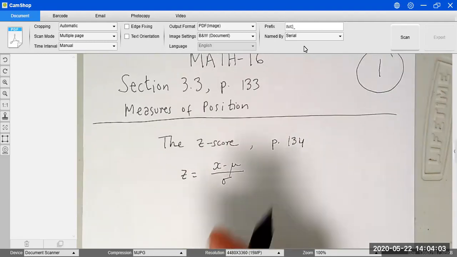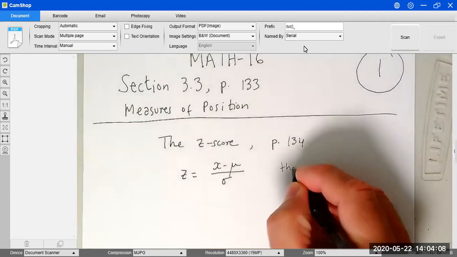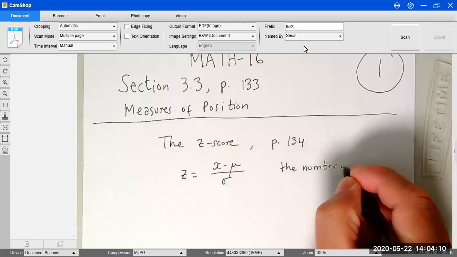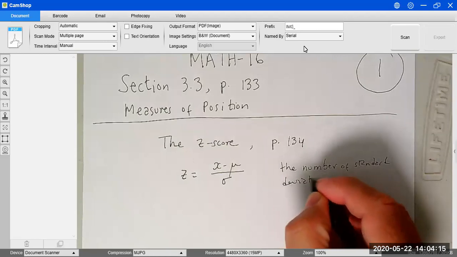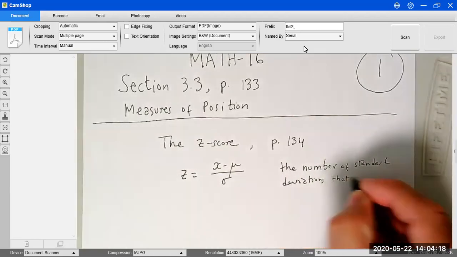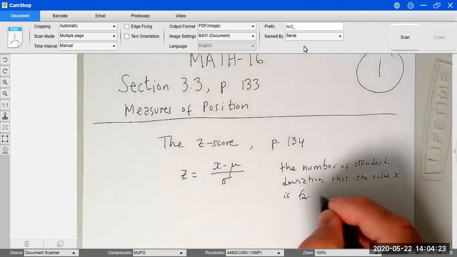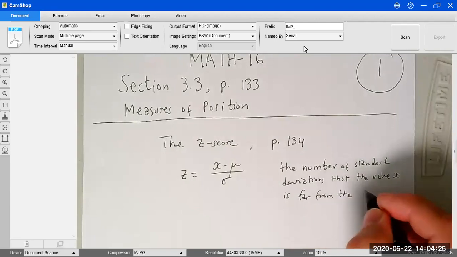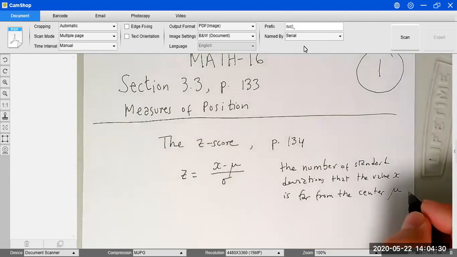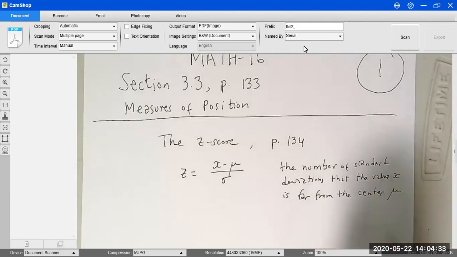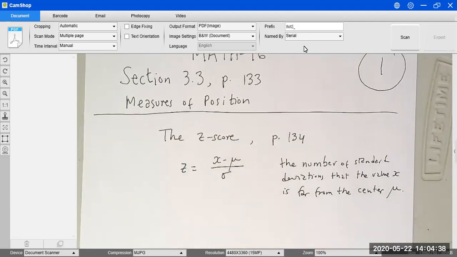So when you do these computations, what you are doing is you are trying to know the number of standard deviations that the value x is far from the center. In this case, the center is the mean. So the number of standard deviations sigma that the value x is far from the center.